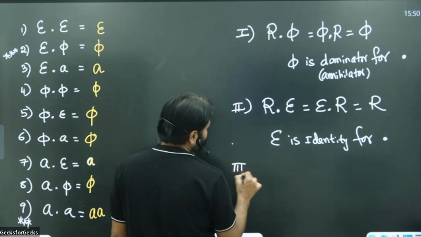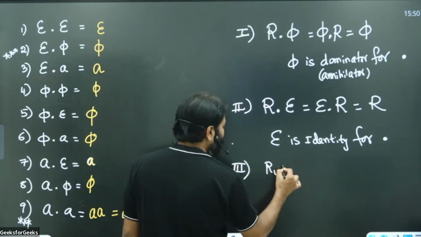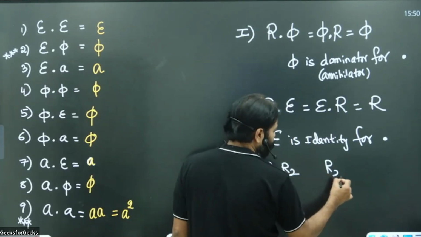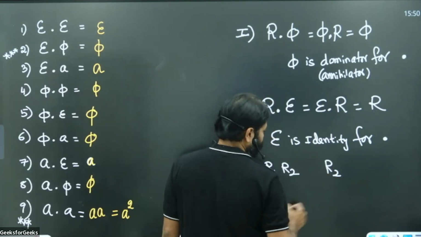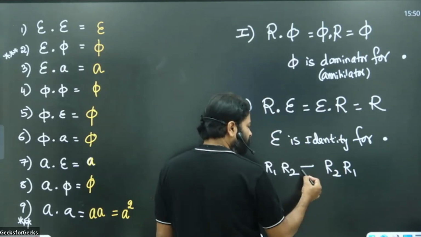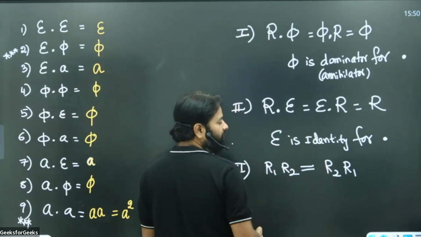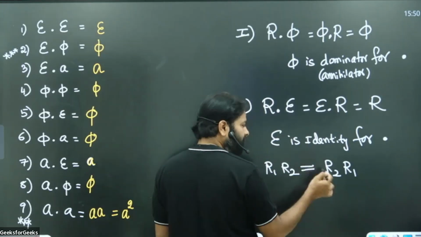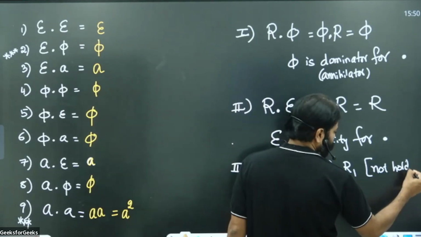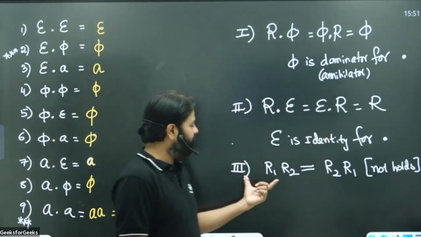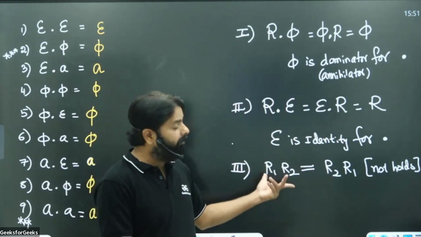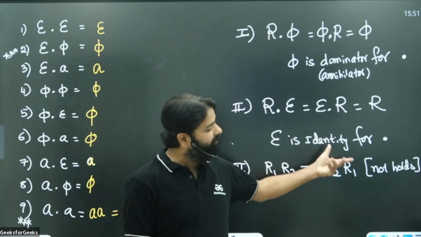Third, if anybody says r1 dot r2, can I say r2 dot r1? R1 dot r2 equal to r2 dot r1, this is not going to hold, correct? So do not apply this property. R1 dot r2 is equal to r2 dot r1 may fail. Sometimes may be true, sometimes will fail. Okay, that's why this property will not hold.